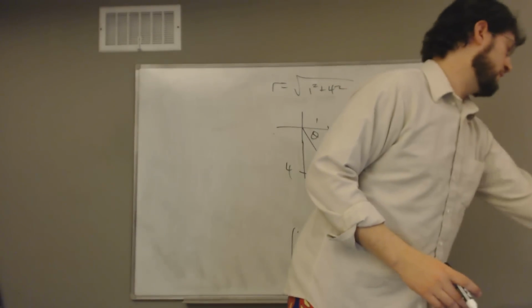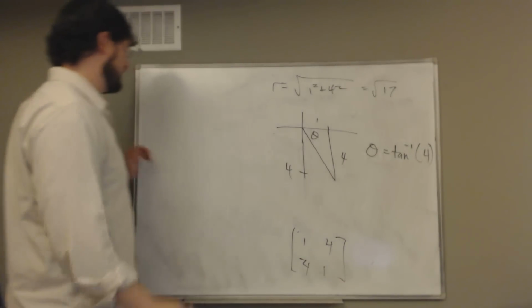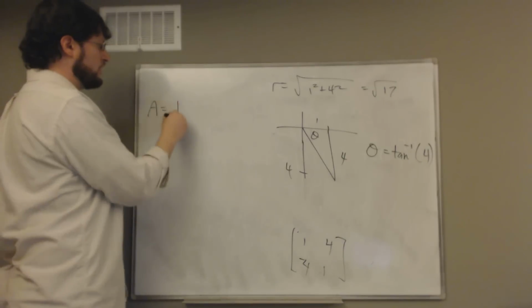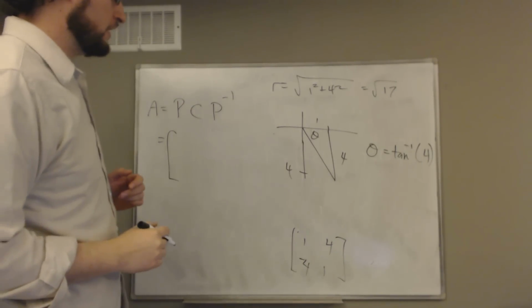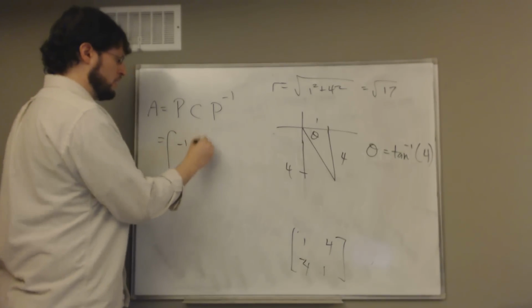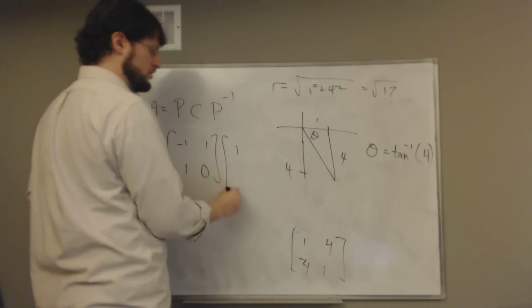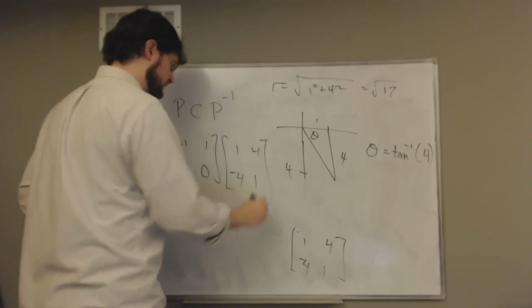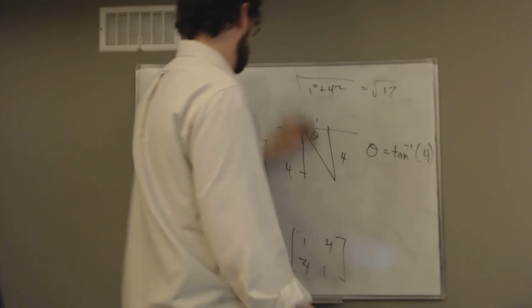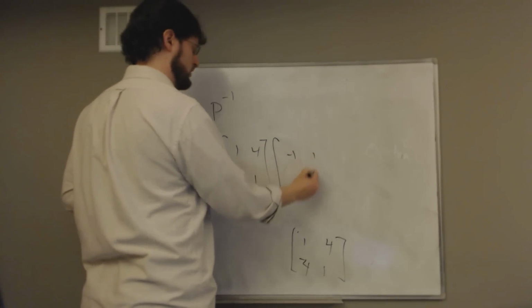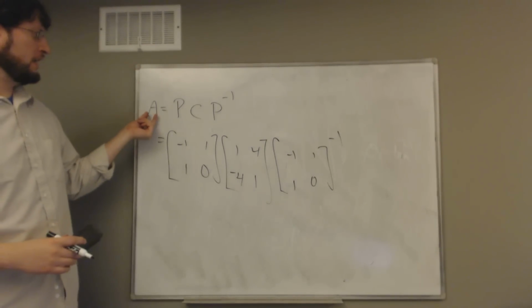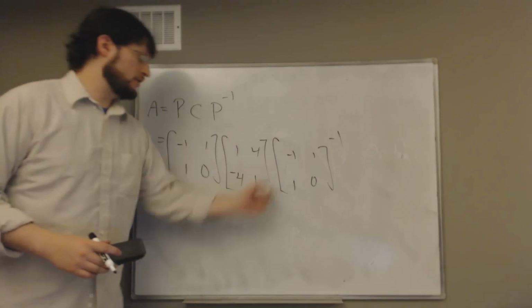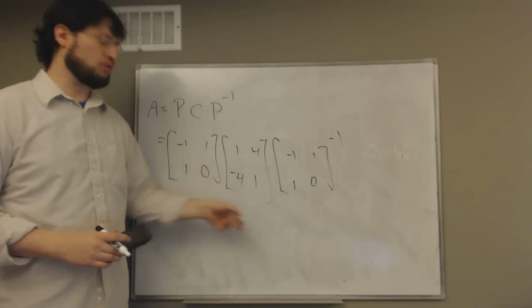And so now that we've got everything, we can say that A is P C P inverse, where P was the matrix that we calculated before, -1, 1, 1, 0. C is this matrix, 1, -4, 4, 1. And then the inverse of P. And we have figured out that A is in fact, the rotation hiding inside is this rotation matrix here.